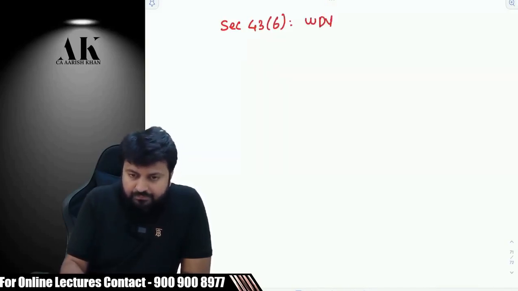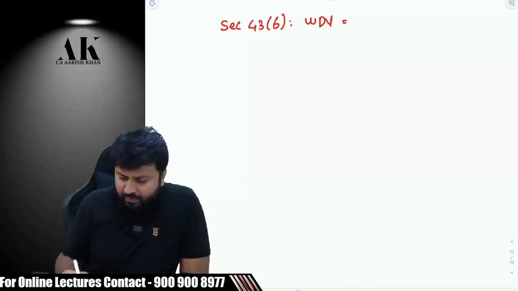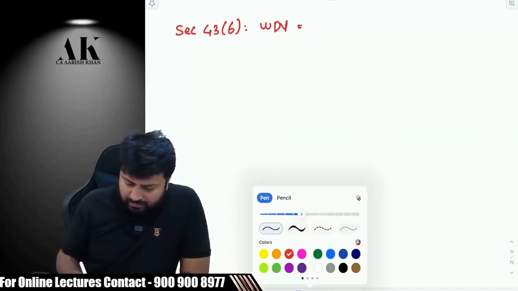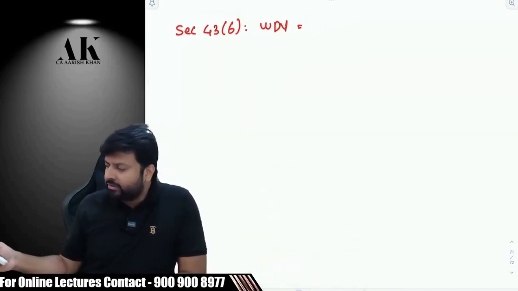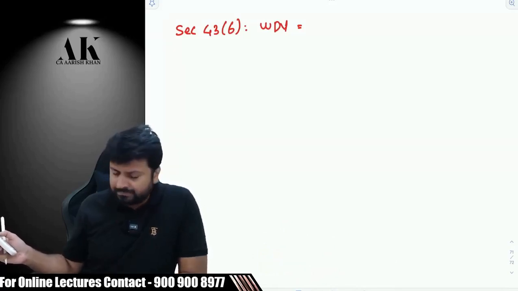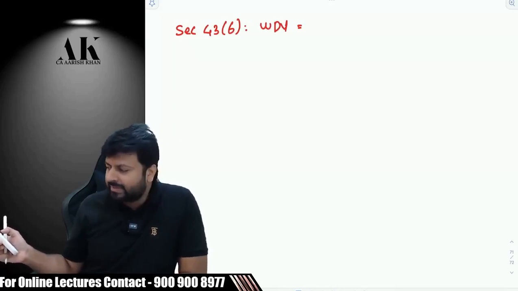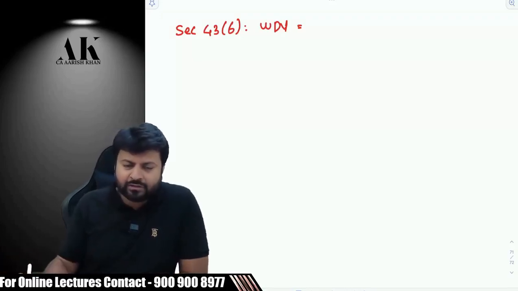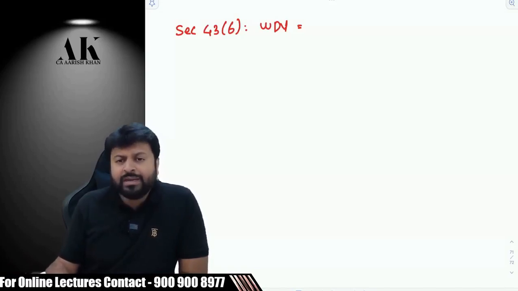WDV. Sir, what is WDV? Let me give you a definition of WDV as per the income tax law. One more important thing which I have told you yesterday also: if there is a definition given in between, except section 2, then that is a chapter specific or section specific definition. So this is just like the definition of plant. It is a chapter specific definition. Sir, what do we mean by the term WDV?